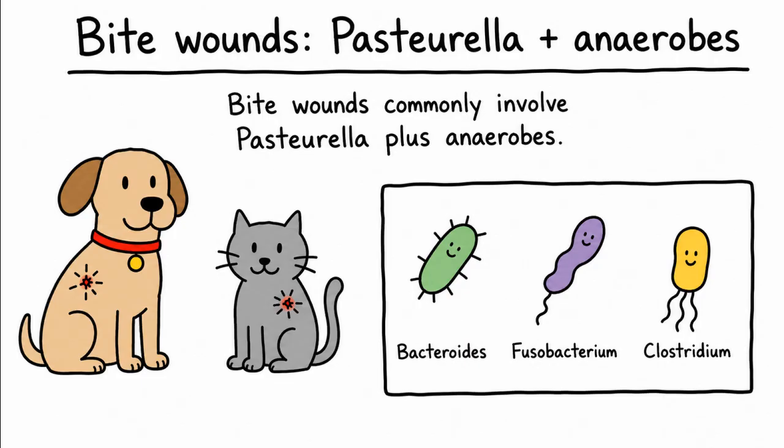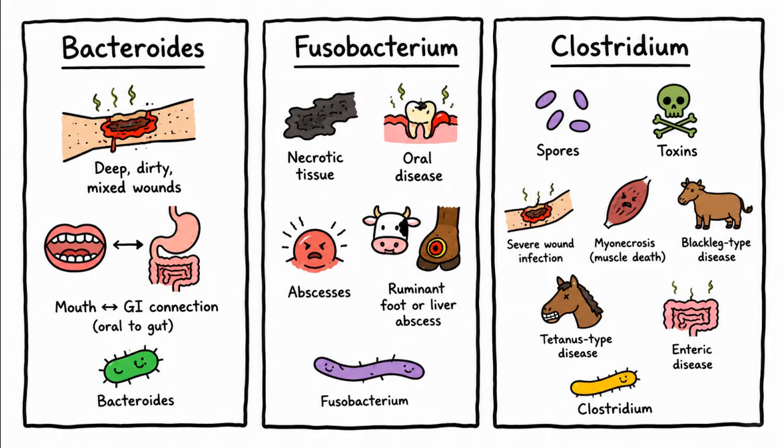For the most common anaerobes, I would keep it simple and remember Bacteroides, Fusobacterium, and Clostridium. Bacteroides is a classic anaerobe for deep, dirty, mixed infections, especially wounds or infections connected to the mouth or gastrointestinal tract. Fusobacterium is important in necrotic tissue, oral disease, abscesses, and ruminant foot or liver abscess problems.